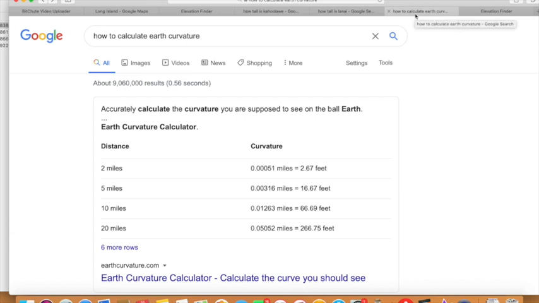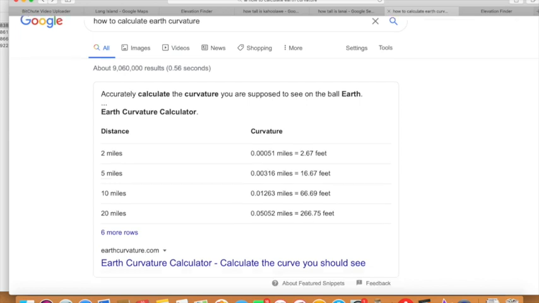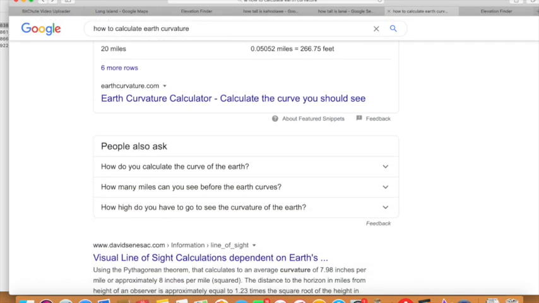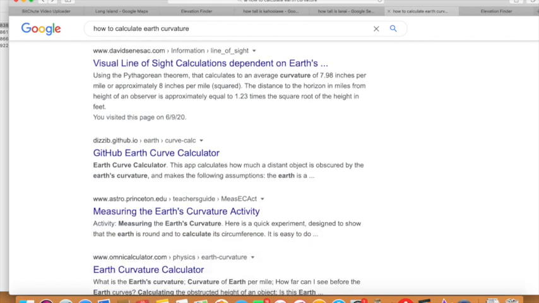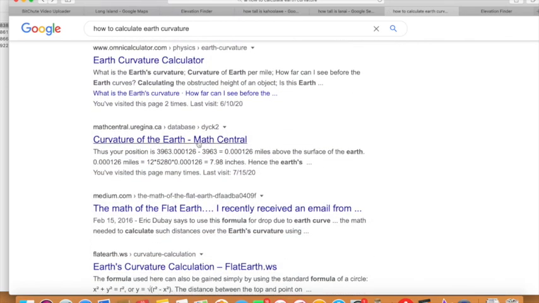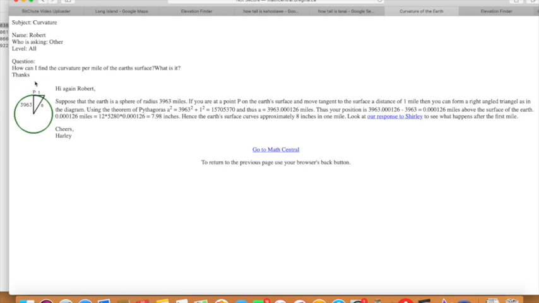So how do we know the curvature of the Earth? If we look up on Google, there are many websites that will tell us how to calculate the Earth's curvature. Some give us the answers right away. And there's this website here, which is my favorite. It has a nice little drawing that helps us understand what kind of numbers we're dealing with. So Robert, the expert here, was asked by other people, how can I find the curvature per mile of Earth's surface?